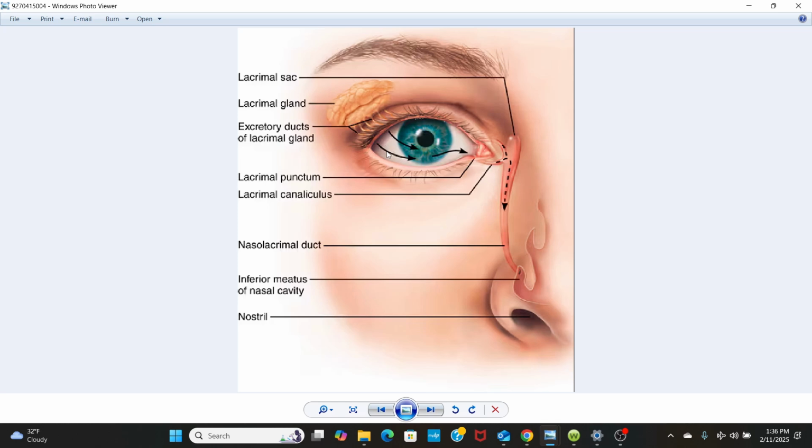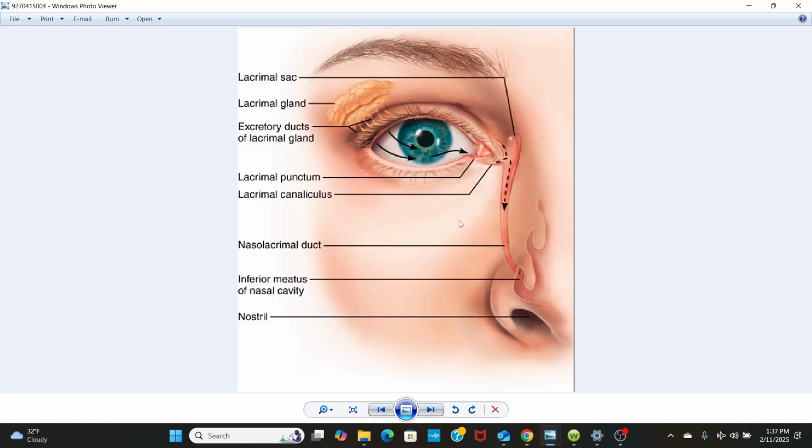The next accessory structure of the eye we see is the lacrimal apparatus. Lacrimal apparatus includes lacrimal gland, which produces tear, lacrimal ducts, which drain tear produced by the lacrimal gland into our eye, and tear is further drained through the lacrimal canaliculus, which is this, into lacrimal sac, lacrimal ducts, and further into our nasal cavity. Normally, tear is absorbed in our nasal cavity.